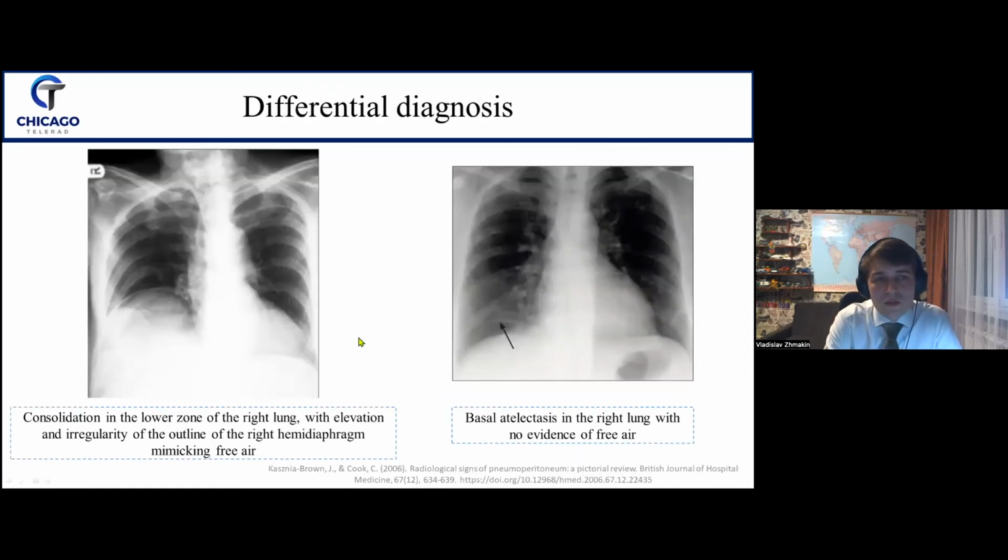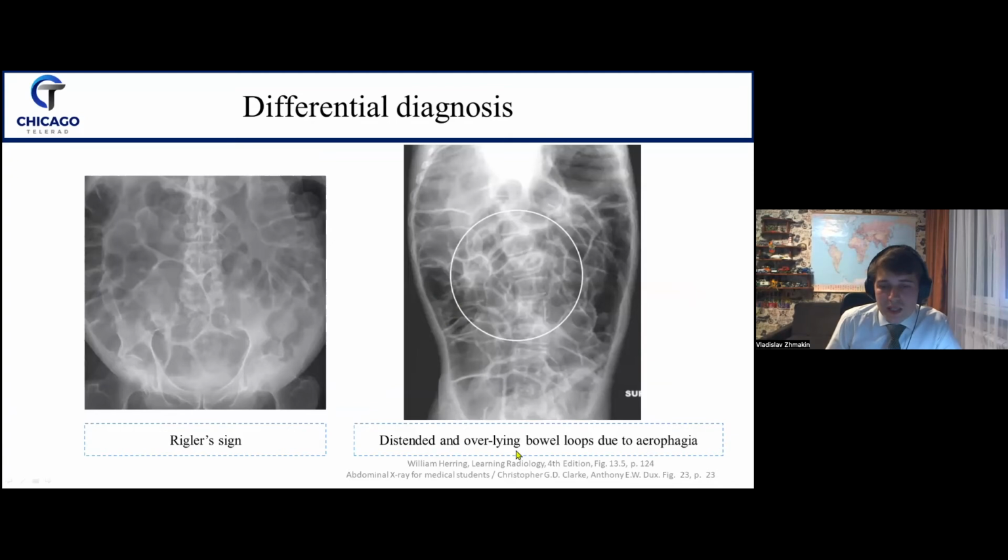Other cases of so-called pseudopneumoperitoneum are the combination of irregularity and elevation of the right hemidiaphragm, lower zone consolidation, and linear basilar atelectasis. These two mimic pneumoperitoneum also, but in reality there is no free air. And also sometimes distended and overlying bowel loops can mimic the Rigler sign, but in reality there is no free air.